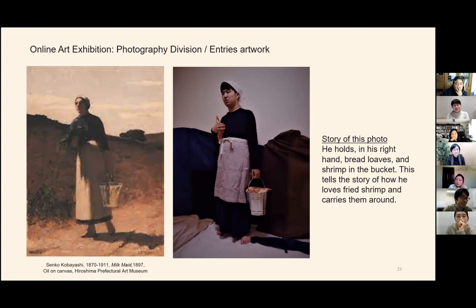In his right hand, he holds the bread loaves and in the bucket, shrimp. This tells the story of how he loves fried shrimp and carries them around. It's very interesting.